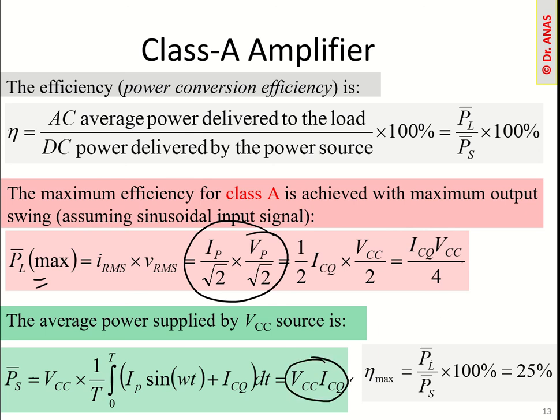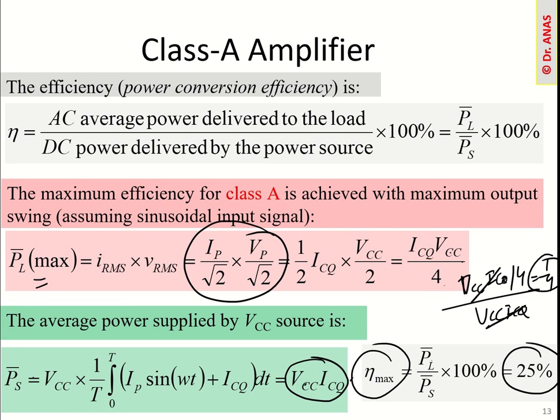And if we divide them, this is VCC ICQ divided by 4 divided by the source power VCC ICQ. So this will be cancelled out and I have 1/4 here. So this is basically the maximum efficiency which we can get from the class A amplifiers. So the maximum efficiency of the class A amplifier is basically 25%.